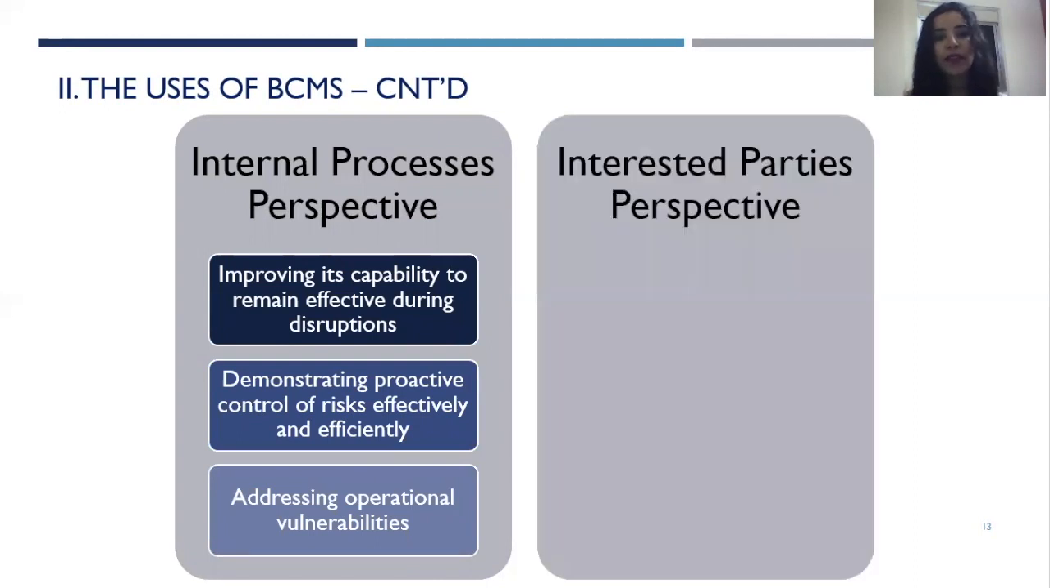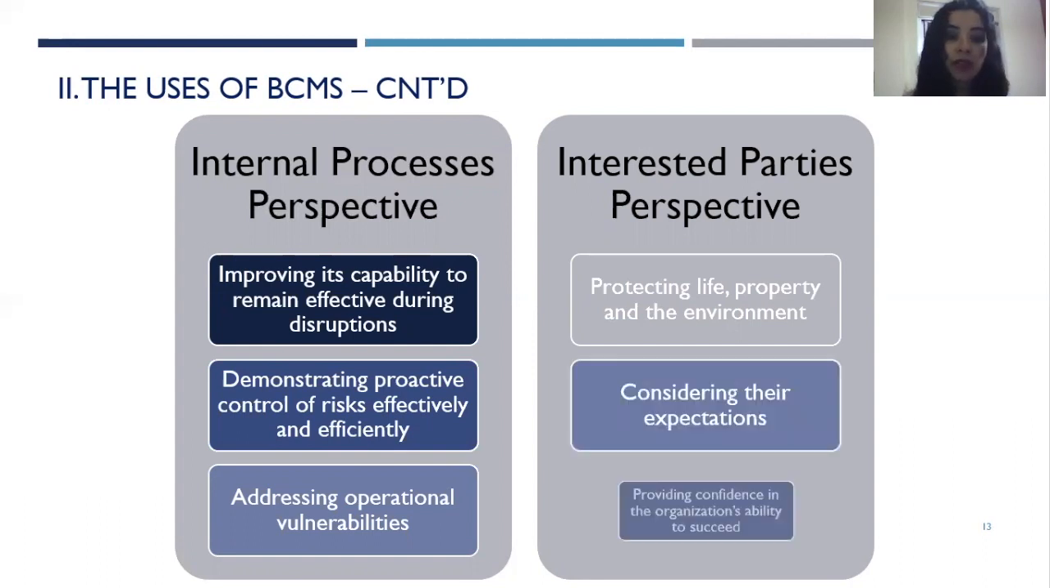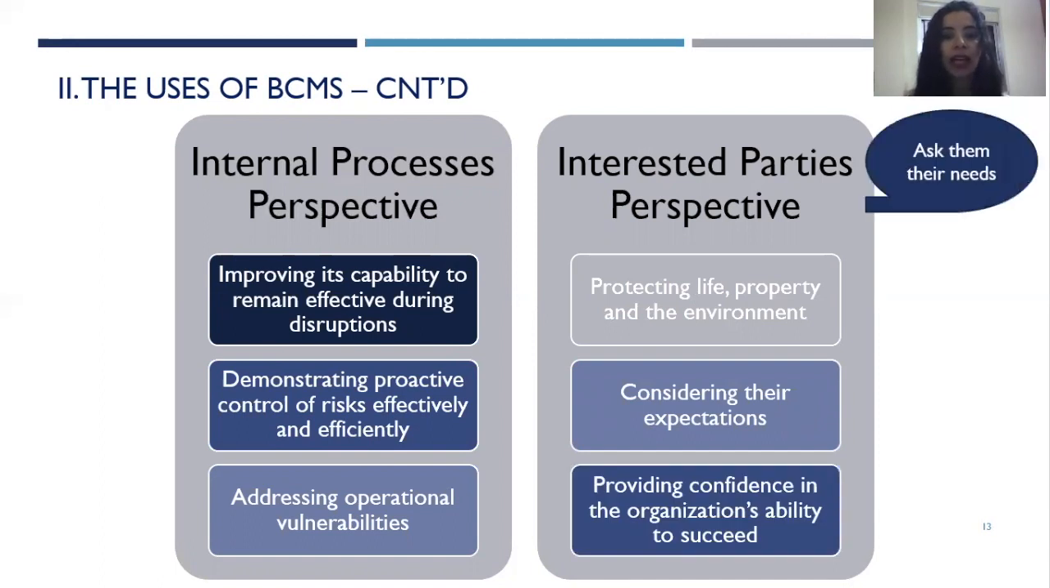And the last perspective is the one of interested parties. Here, the interested parties' perspective is about protecting life, property, and the environment, considering their expectations, and providing confidence in the organization's ability to succeed. And here we advise you to ask every interested party, and we mean the stakeholders, their needs, what they want, how to communicate with you. In case of disturbance, how can we send you invoices? What are your terms? With who we can communicate? We will go through this in the coming slides.